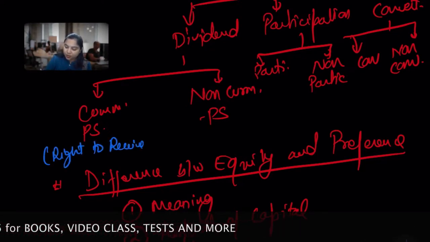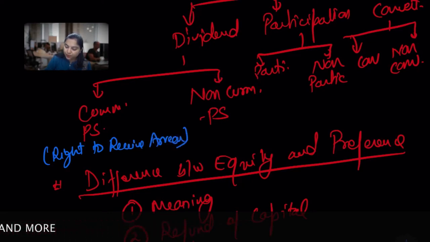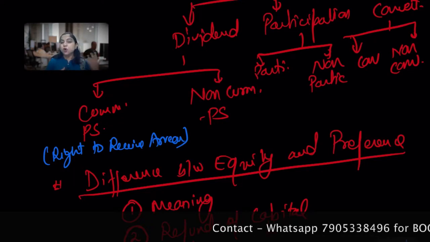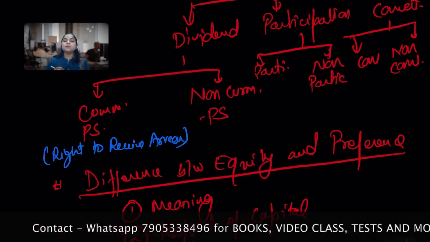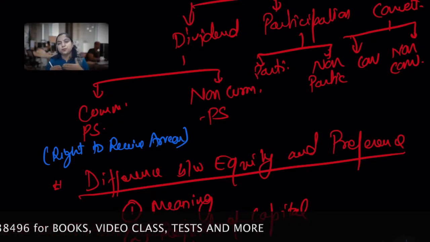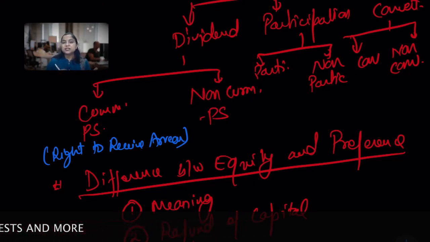Right to receive arrears. Hope it's okay. Dividend you can link. But in case of non-cumulative, if any shareholder who opted for the preference share capital but they are non-cumulative preference shareholders, so in that case they don't have any right to receive arrears.